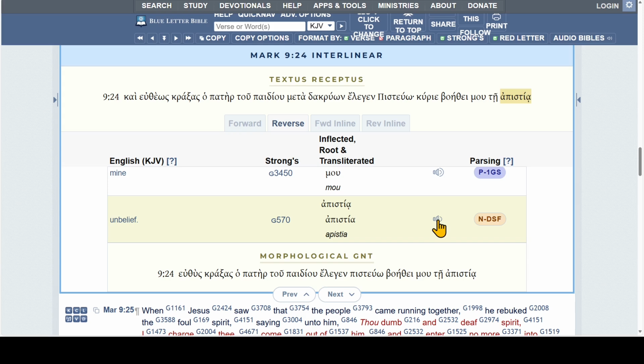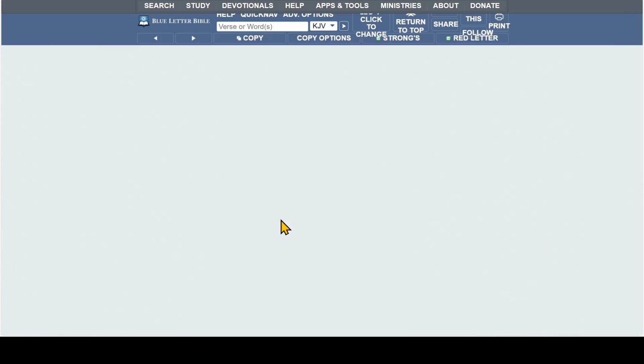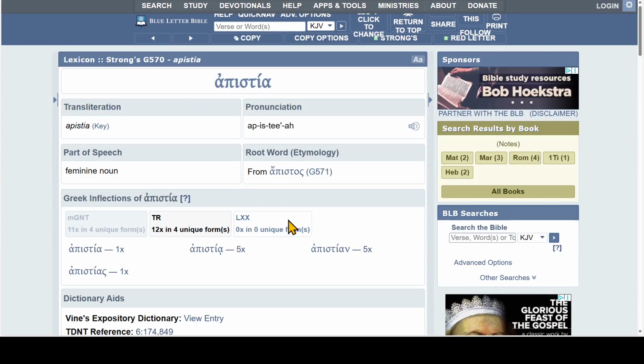Apistia. This always helps when you are learning the Greek translations and things like that, and you want to make the correct pronunciations. If you were teaching this class, if you were teaching on unbelief and you wanted to share the Greek word, this would be very, very helpful. I just love this part of it, and it does this on the telephone app as well.